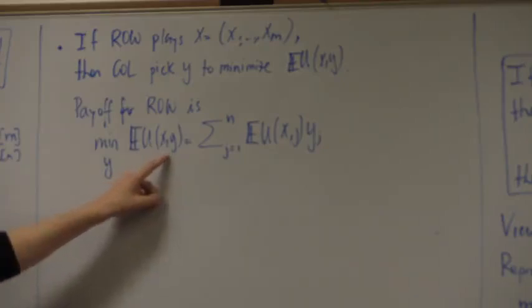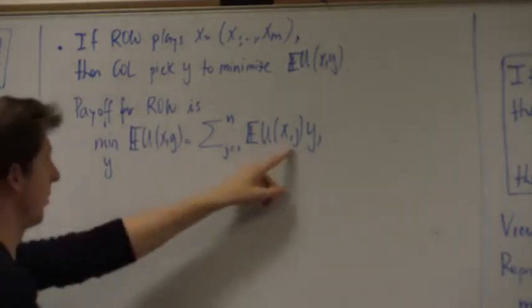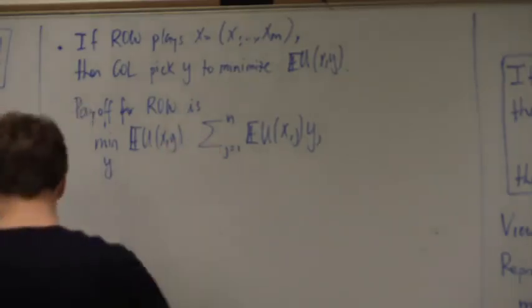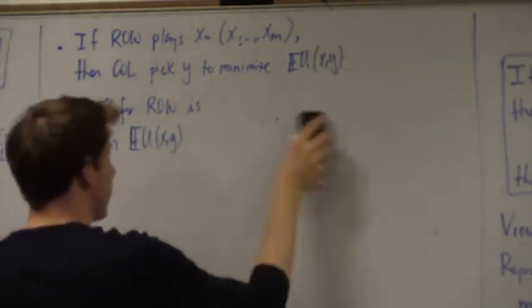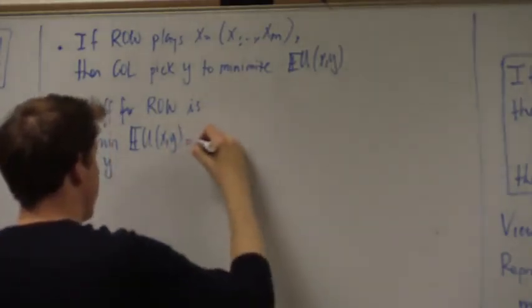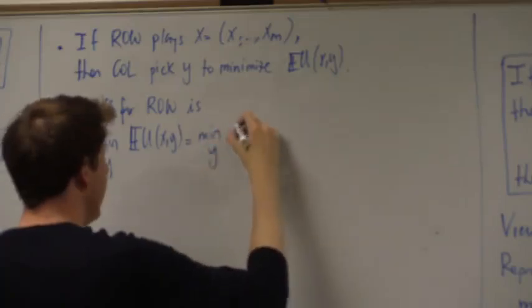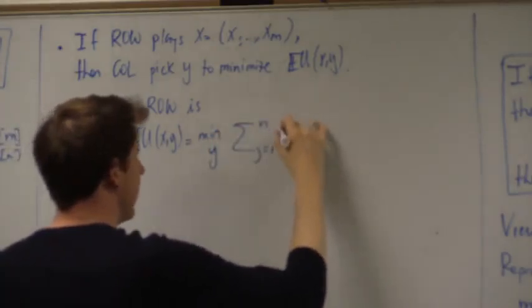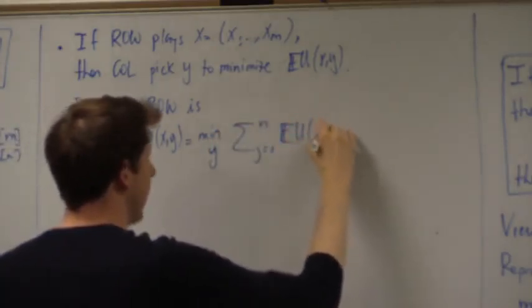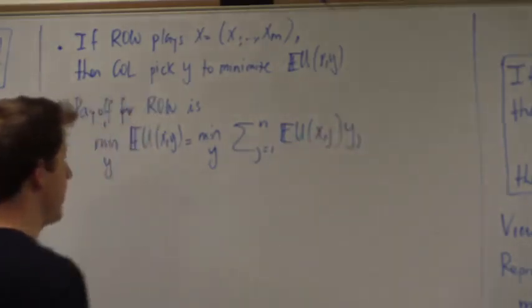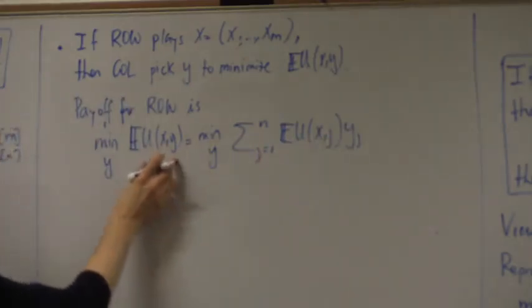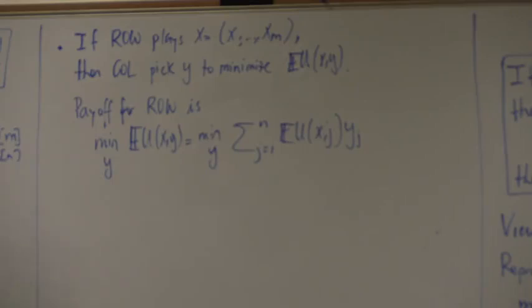Because y with probability yj is just j, okay? So there's a minimum that I need to put here. Sorry. Minimum over y of the sum from j equals 1 to n of expected utility of xj times yj, right? So what I've done from here to here, I've just opened this expression up in one of the summations.